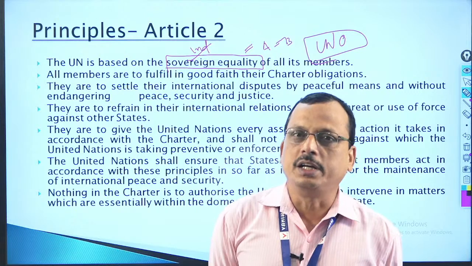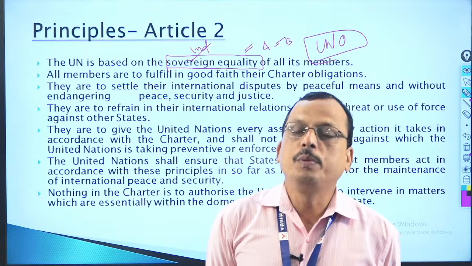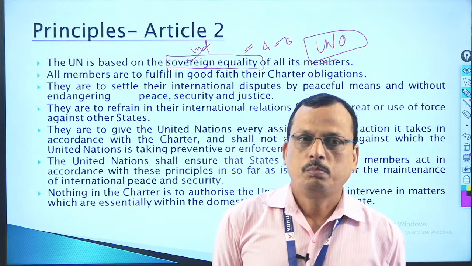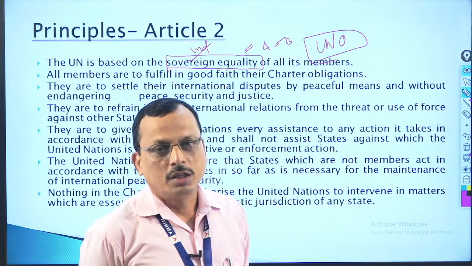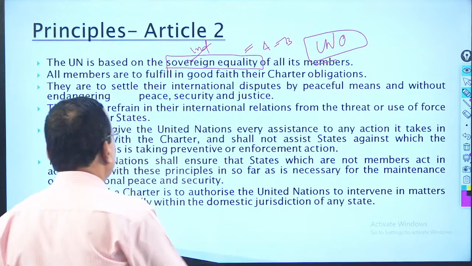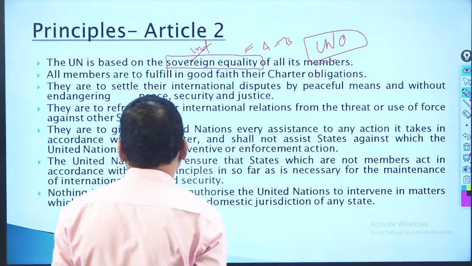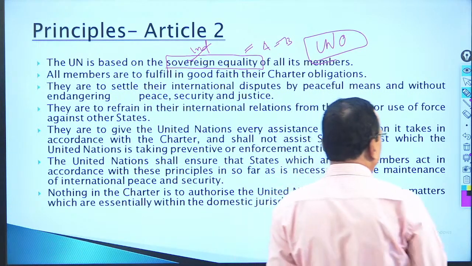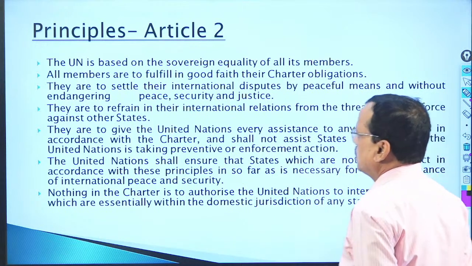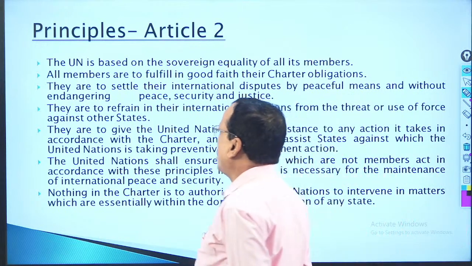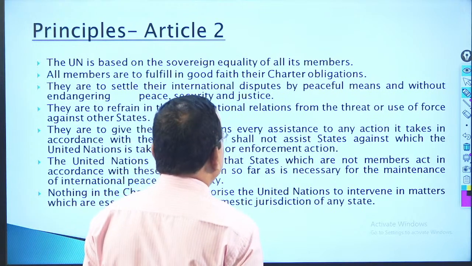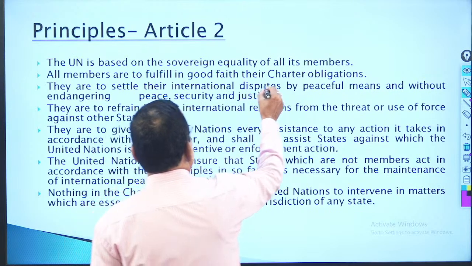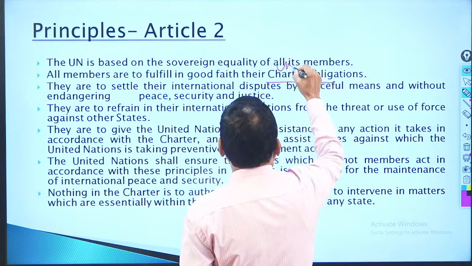So some countries like India were given membership before becoming sovereign, because it is very well known that in just a year or two they are going to be independent. So the first principle is sovereign equality of all members of the United Nations. All members are to fulfill in good faith their charter obligations. So which charter? This UN charter.